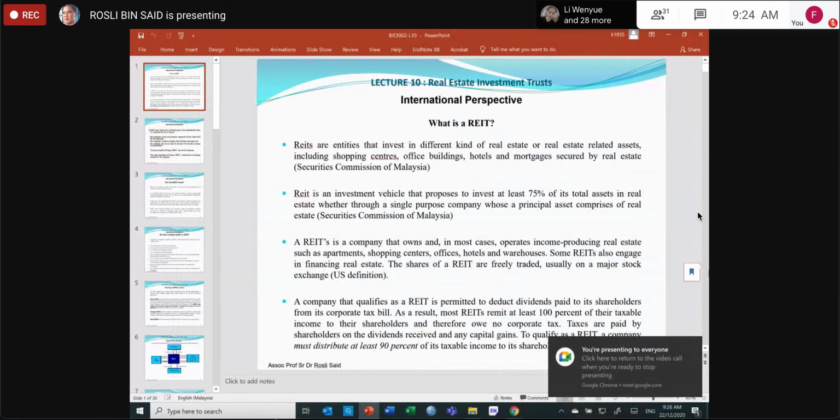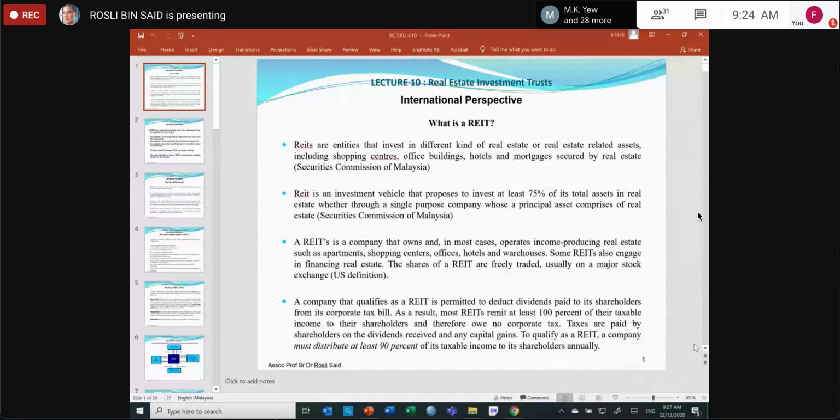Okay, so the lecture today is about real estate investment trusts. A real estate investment trust basically refers to income-producing properties. In other words, whenever we decide to invest in real estate, it doesn't mean that we have to invest in a single property, a single unit of property.